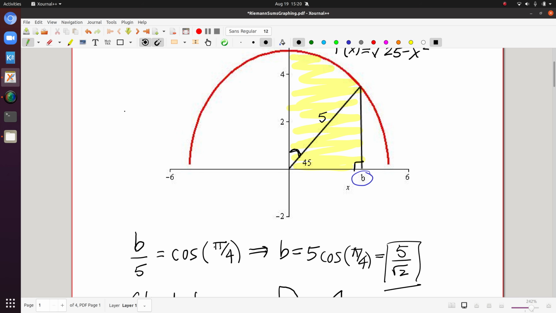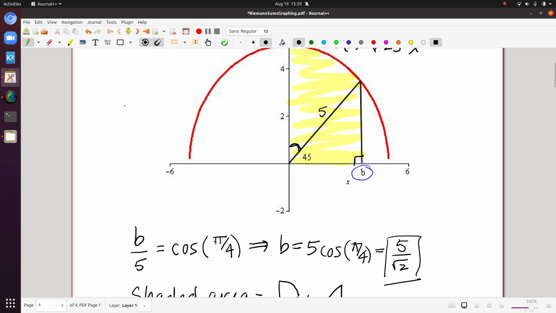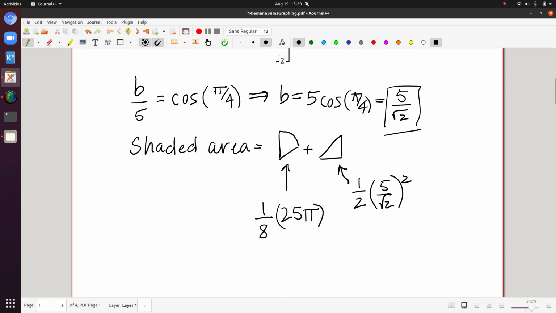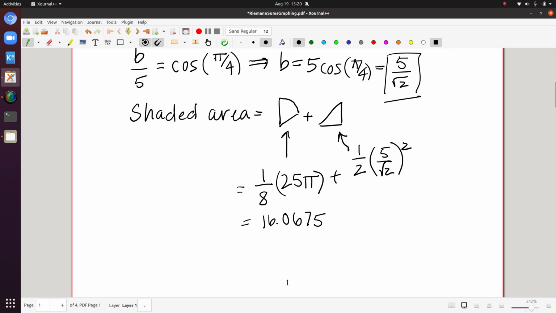So if that angle corresponds to 1/8 of the entire angle for the circle, the area of that wedge should equal 1/8 the area of the entire circle as well. So essentially I want to add these two areas together. That's going to give me the exact area. It doesn't clean up terribly nicely, but for reference, I will tell you that you could check that this is equal to 16.0675. Again, the only reason I'm saying that is we can come back in a moment and compare our estimates to that. So that's going to be the exact value of the area.